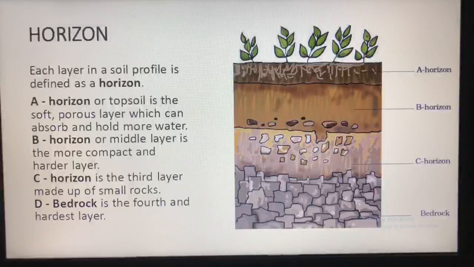Then we had said about the horizon. What is a horizon? Each layer in the soil profile is called or defined as a horizon. Then the A horizon, or the top, is the soft porous layer which can absorb and hold more water. B horizon, or the middle layer, is more compact and it is harder. C is the third layer made up of small rocks. D is the bedrock, the fourth and the hardest layer.